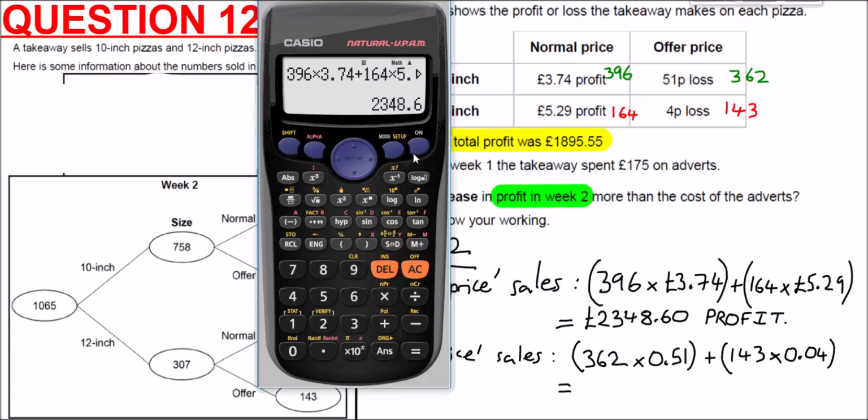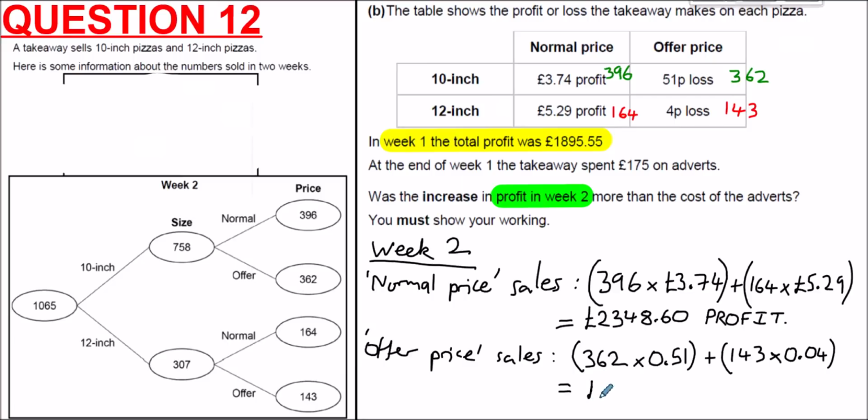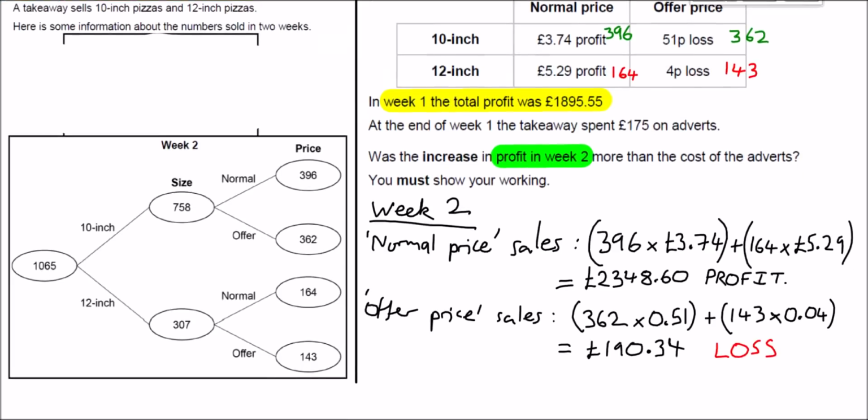And so if we add these figures together now, 362 times 0.51, then plus 143 times 0.04, we get a loss of £190.34. So that bears the loss. So I need a bit more space, so I'm going to scroll down slightly.